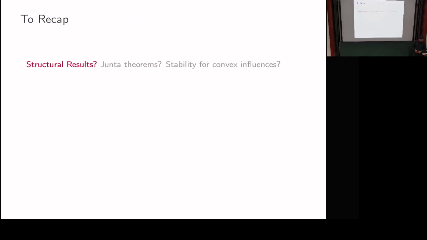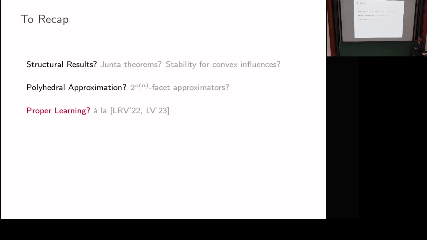Right, so just to recap, there's a lot to explore, a lot of these structural results for this notion of convex influence. This question of polytope approximation also seems to have a big gap. It turns out you can properly learn monotone functions. This is recent work of Lange, Rubinfeld, and Vasilyan. So it might not be hopeless to try to properly learn convex sets, I'm not sure. But again, I think understanding this polytope approximation question is a precursor to that.